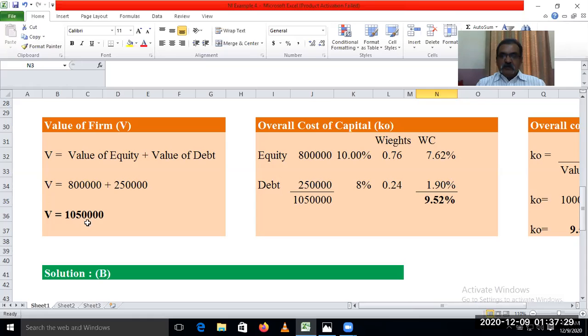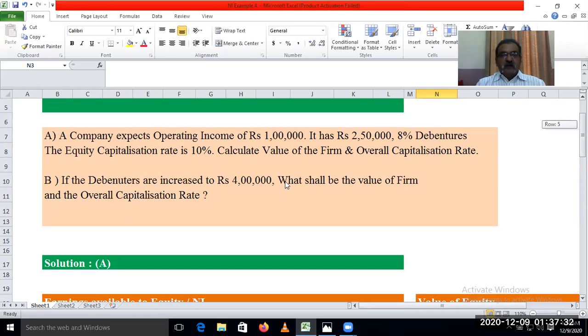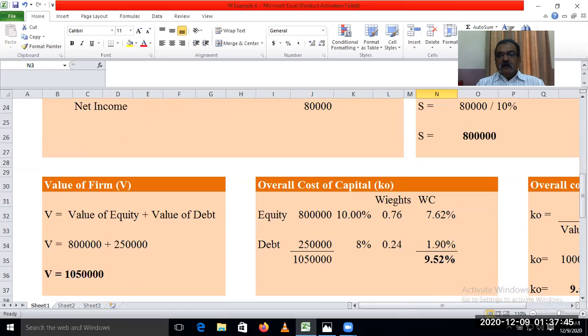And this was the first question which was asked. In the first question, it is asked to calculate the value of firm, which we have calculated. Now, secondly, it is also asked to calculate the overall capitalization rate. Overall capitalization rate is nothing but the overall cost of capital, that is nothing but the weighted average cost of capital. This is our usual way of calculating weighted average cost of capital. Two sources are there, equity and debt. Value of equity we have calculated, 8 lakhs. Value of debt, 2 lakh 50,000. So total value of capital is 10 lakhs 50,000.